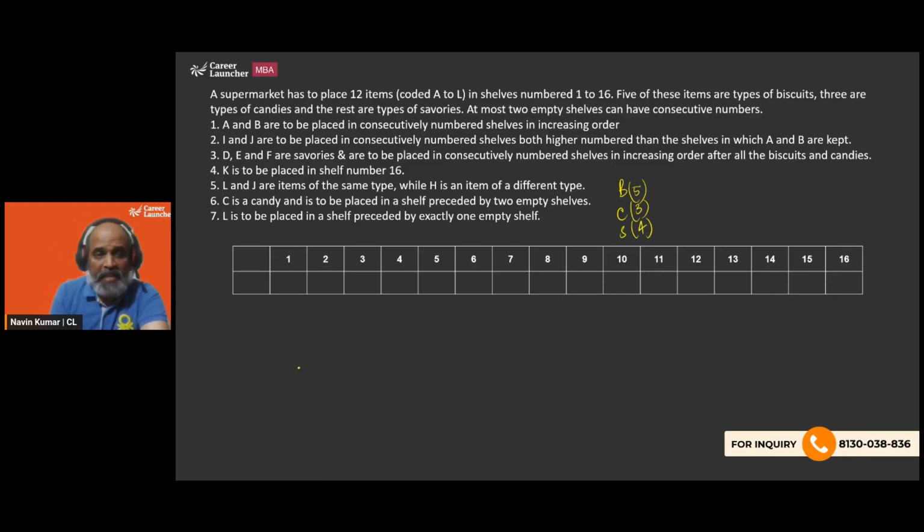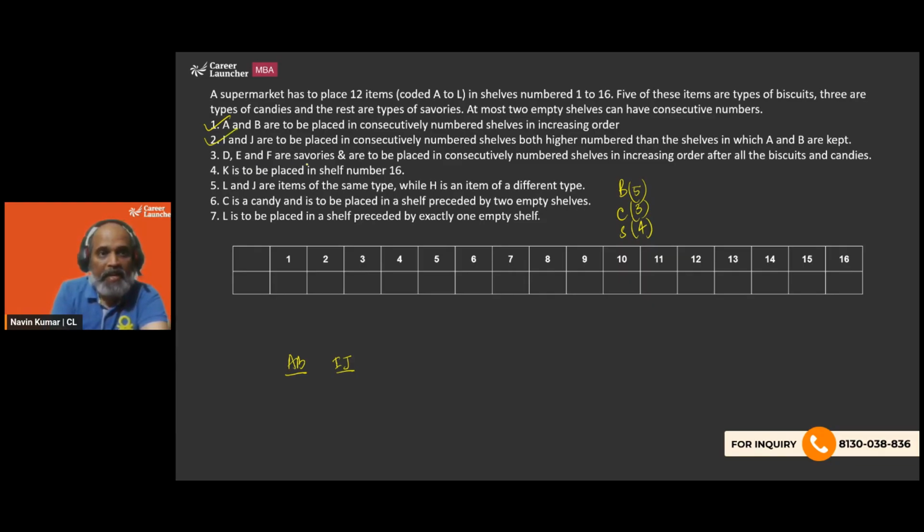First statement says A and B, they are to be placed in consecutively numbered shelves. So I'm going to put AB with a dash representing, that's exactly how I'm supposed to put it. There is no space between A and B. I and J are to be placed in consecutively numbered shelves, both higher numbered than the shelves in which A and B are kept. So we are supposed to put I and J together, but to the right of AB.